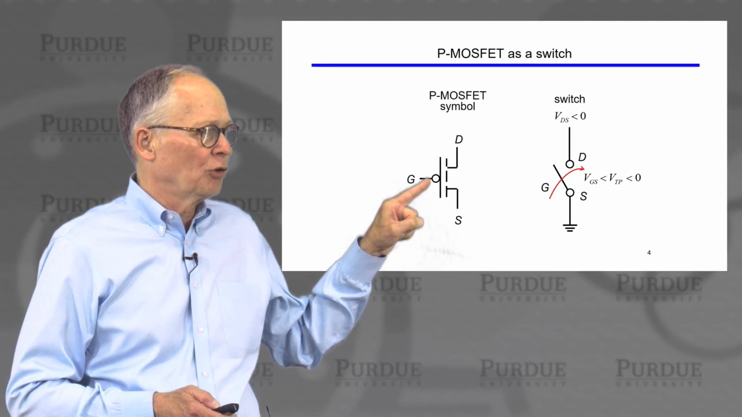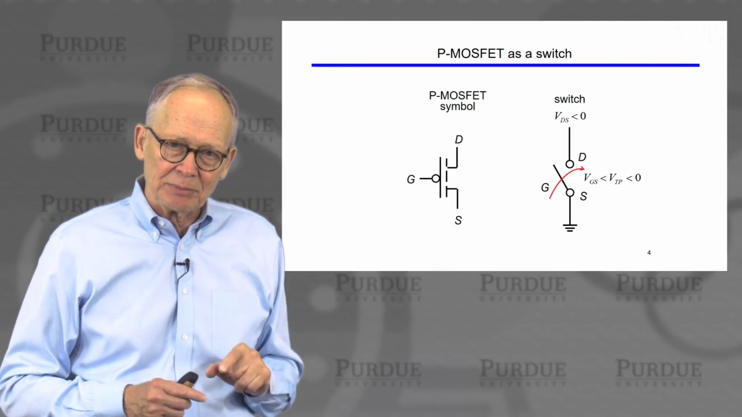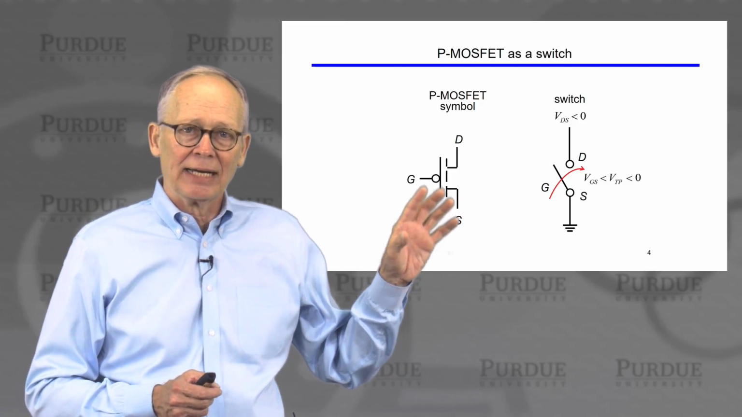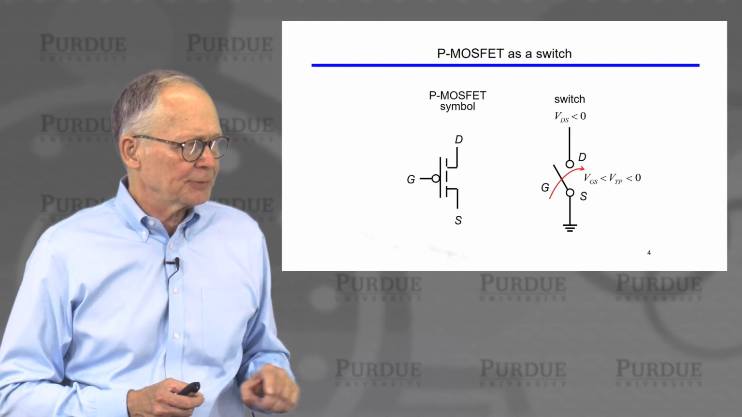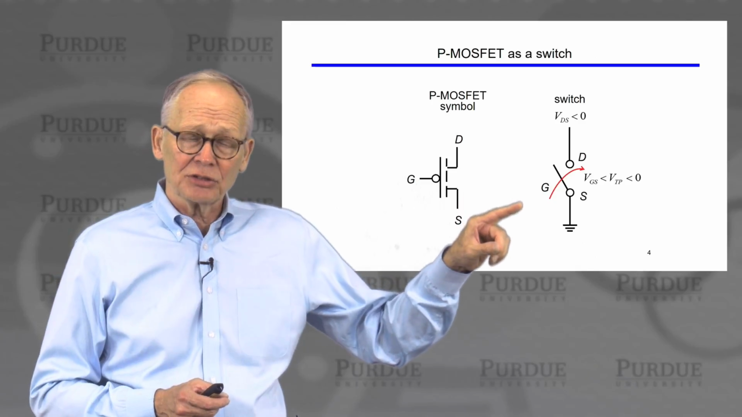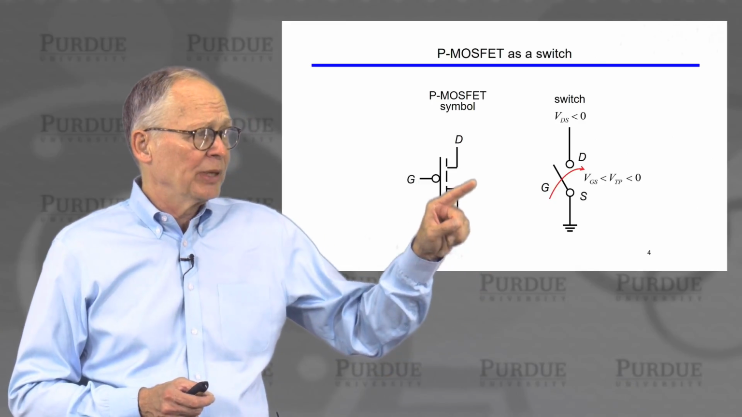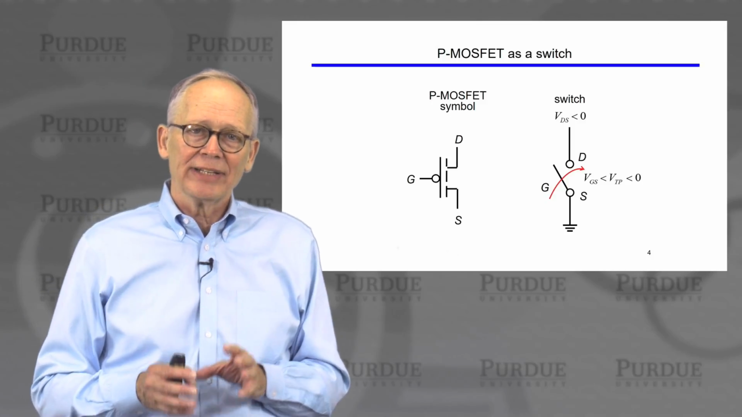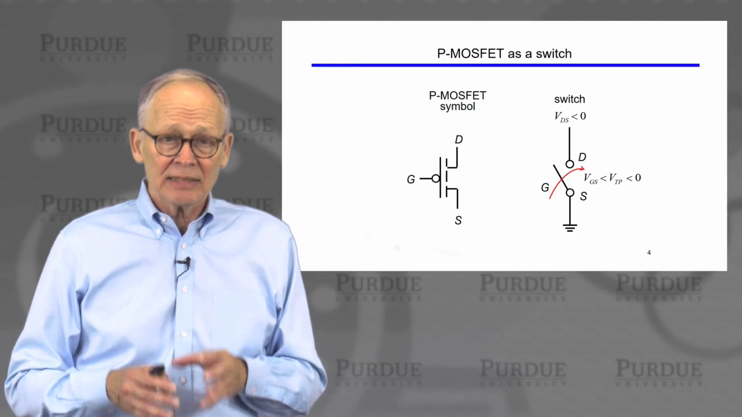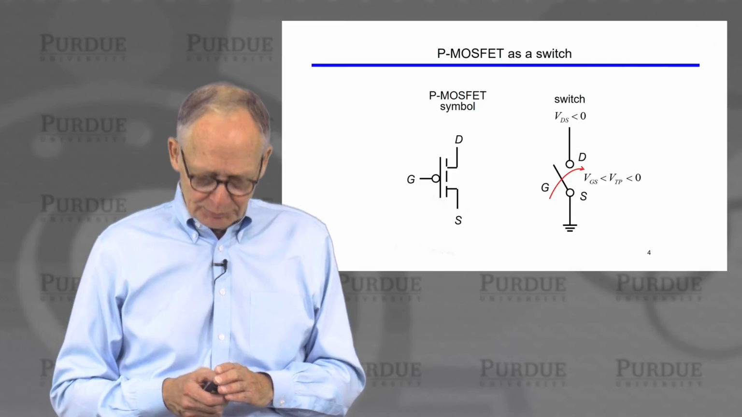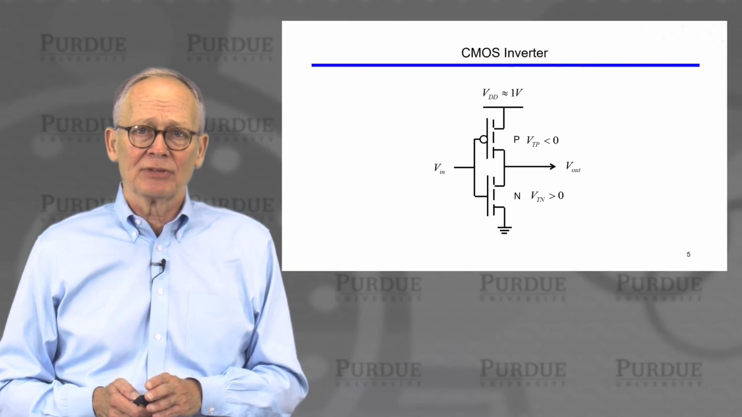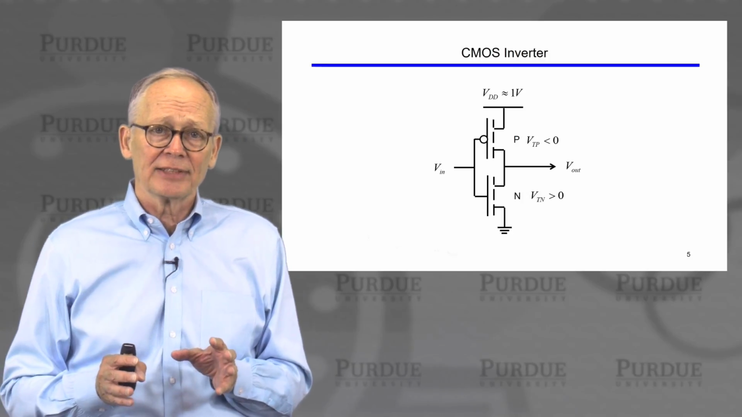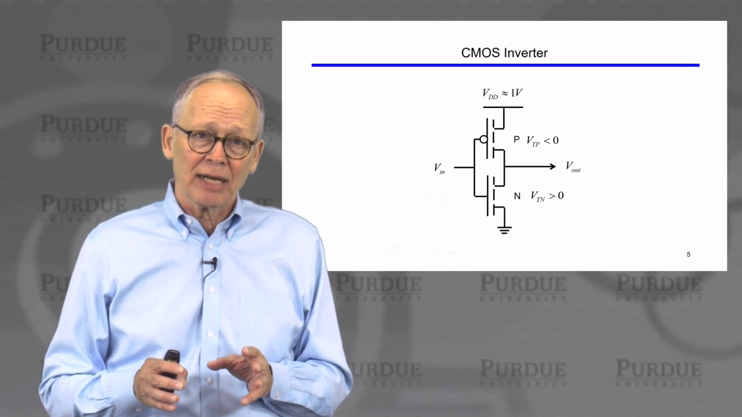The complementary device is a P-channel MOSFET. We indicate it here with an open circle on the gate so that we can keep them straight. In a P-channel MOSFET, the current is carried by holes, positive charge carriers. In order to close the switch and allow current to flow, we need to apply a voltage between the gate and the source that is more negative than the threshold voltage, and the threshold voltage will be a negative number.